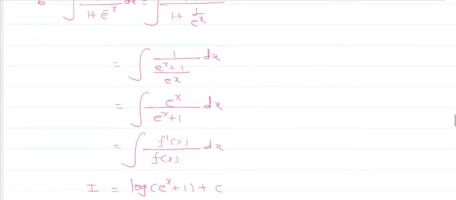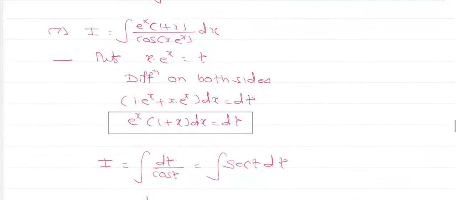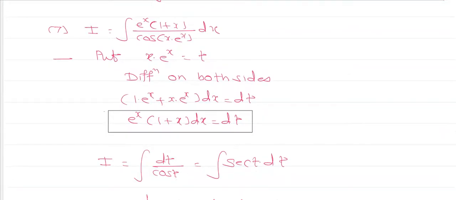Now the next example. See this example. I is equal to the integral of e raised to x in bracket 1 plus x bracket complete, upon the integral of e raised to x in bracket 1 plus x upon cos of x into e raised to x into dx.